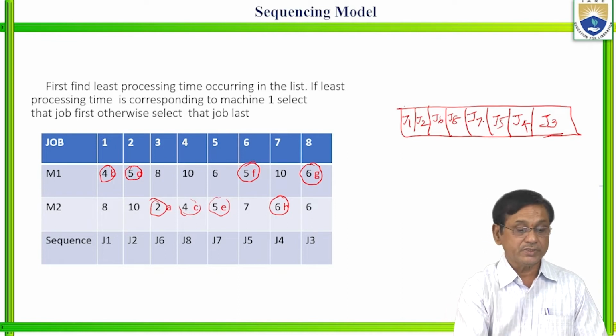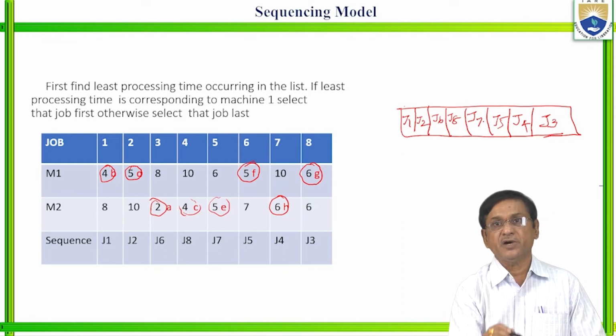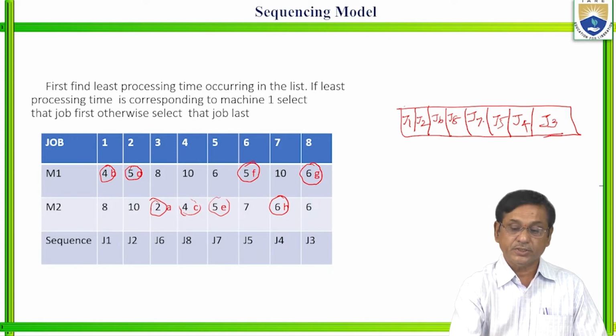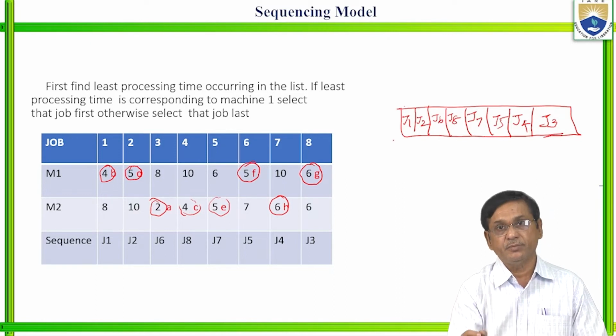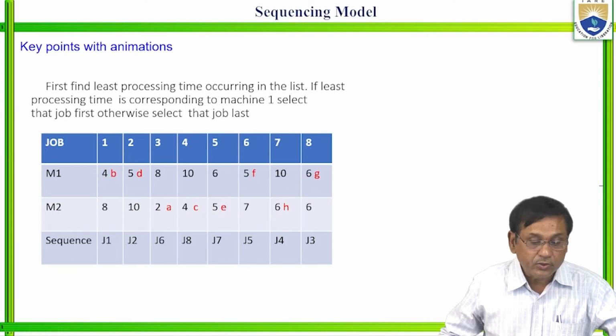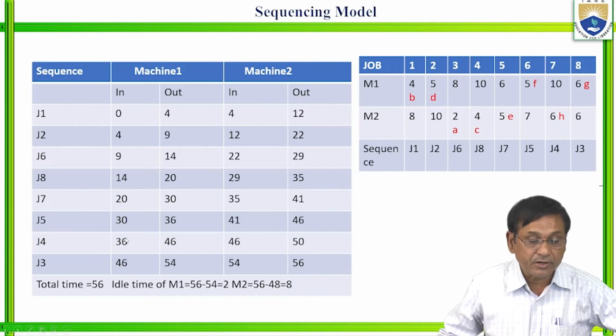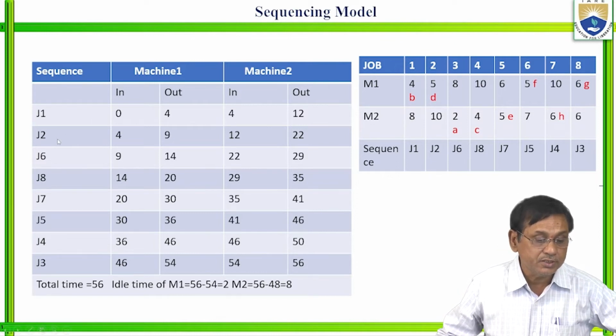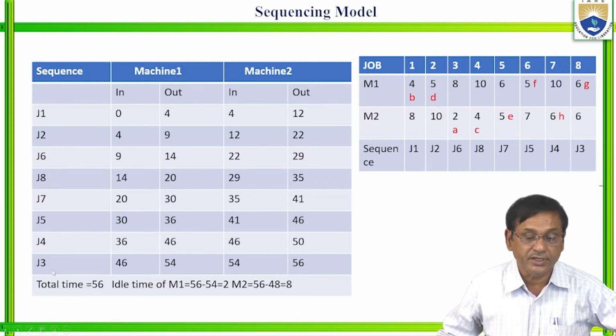First we have to select the least processing time occurring in the list. If it is the first machine, that job should enter first. If it is the second machine, it should enter at the end. After finding the sequence, find the total time required to complete all the jobs. The sequence is J2, J6, J1, J2, J6, J8, J7, J5, J4, J3.